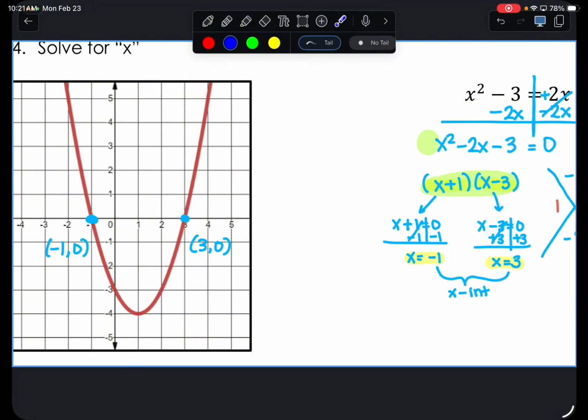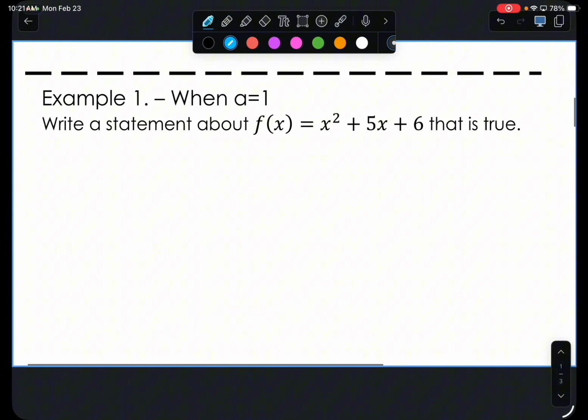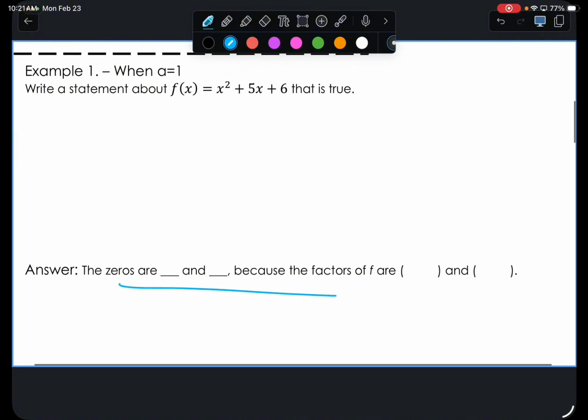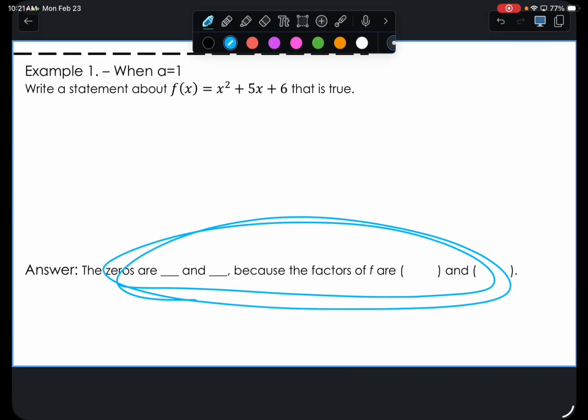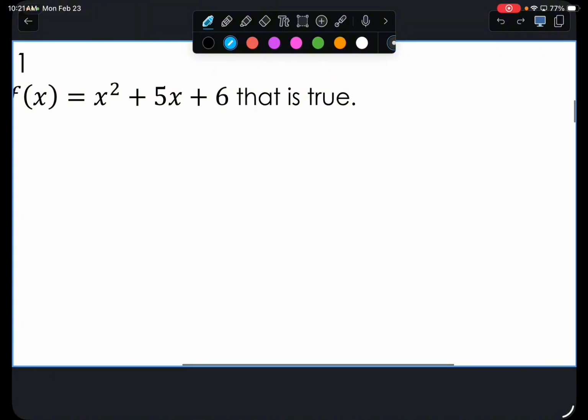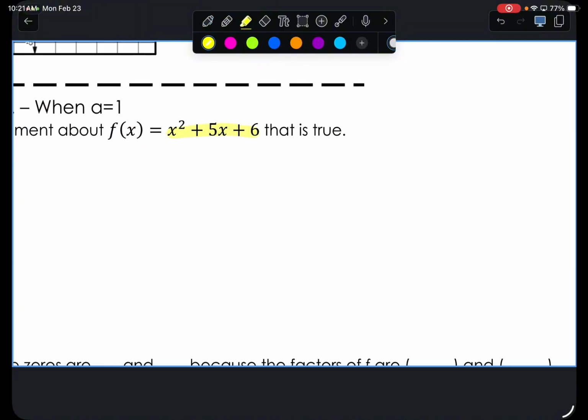All right. So let's look at example 1. It says, write a statement. This is how it would be worded on the STAR test. Write a statement about this trinomial that is true. What you would do is fill in those statements. It would be in sentence form. So let's figure out how to do this. To solve this, first thing you do is factor it. How do you factor that trinomial? Which one of the 3 methods? Diamond, because there is no coefficient on A.